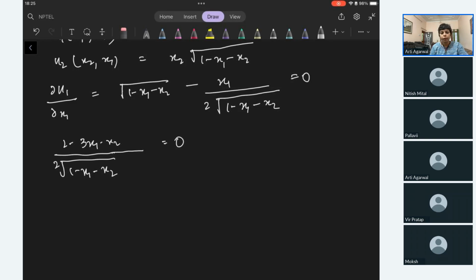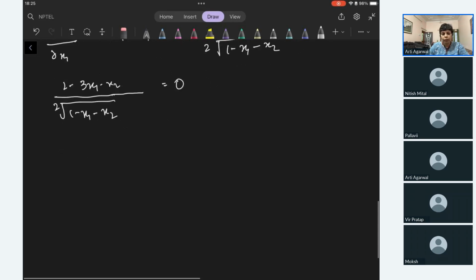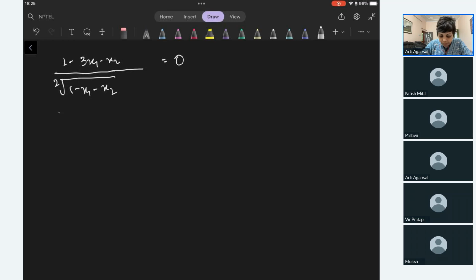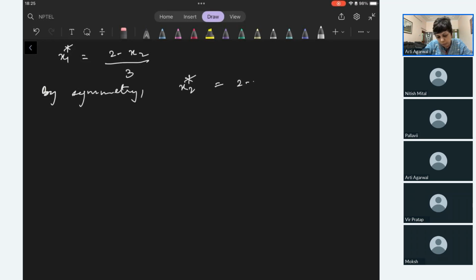Now the denominator is a positive quantity because it has an under root sign. So it's going to be just the numerator that we can equate to 0. The denominator cannot be 0, cannot be infinity. It's just a positive quantity. That means the numerator is equal to 0. X1 is equal to (2 minus X2) by 3. You can say X1 star, actually. Again by symmetry, X2 star will also be (2 minus X1) by 3.